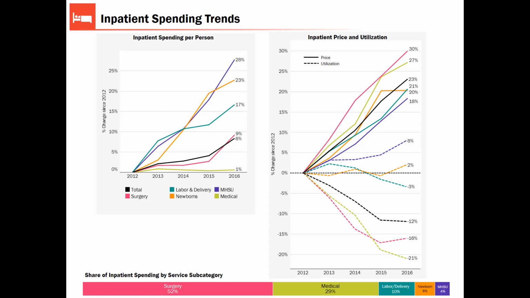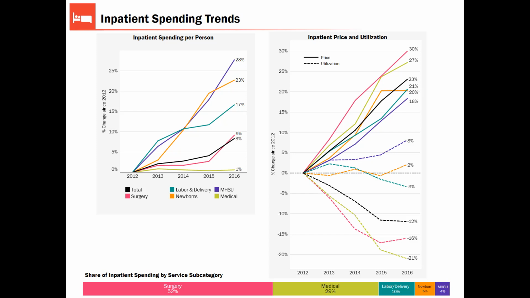So I'm basically going to march you all through each sector of spending: inpatient, outpatient, professional services, prescription drugs, and brand drugs, and then finish up with some information on out-of-pocket spending trends. Again, the beauty of our data is that we can subcategorize large spending categories like inpatient into, in this case, 5 high-level categories of service: surgery, labor and delivery, newborns, mental health services, and medical.